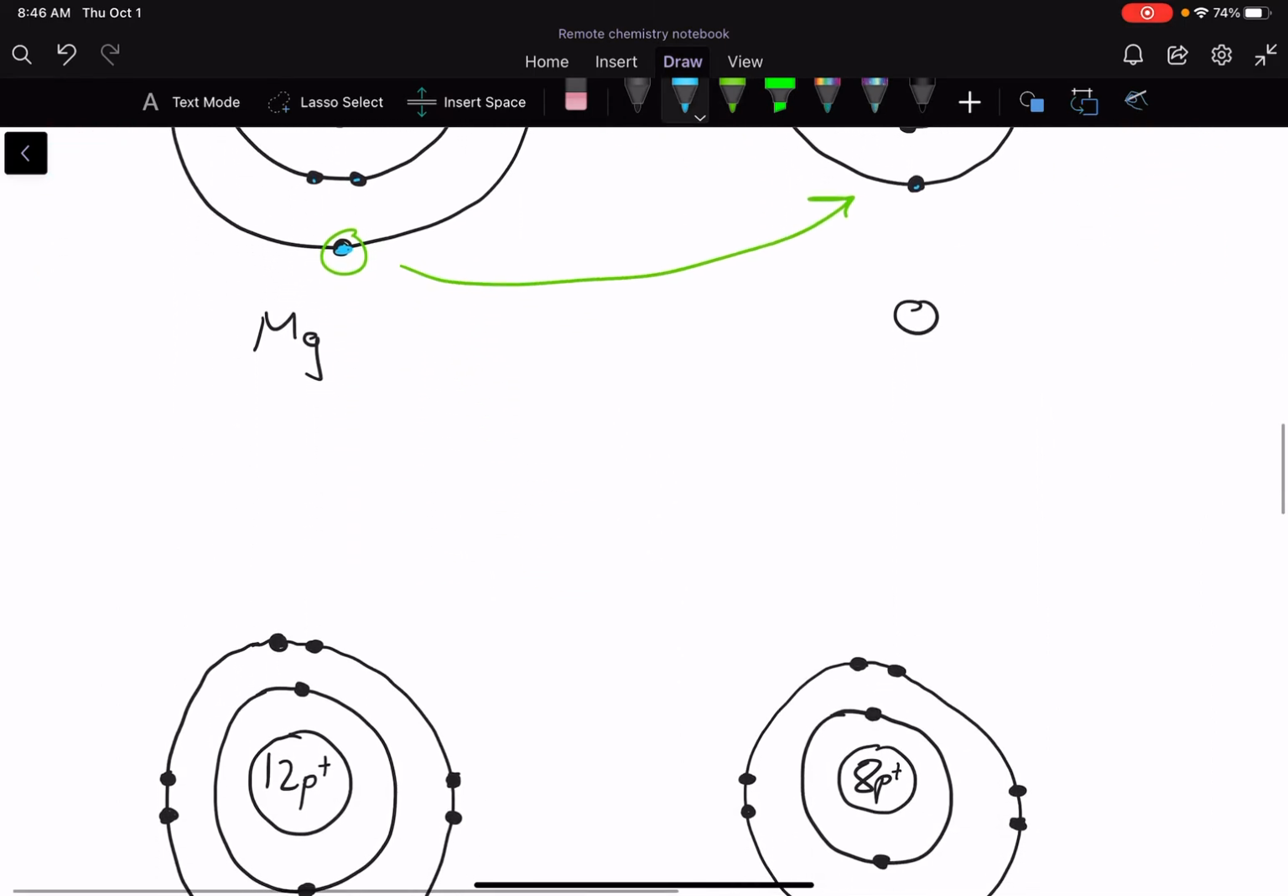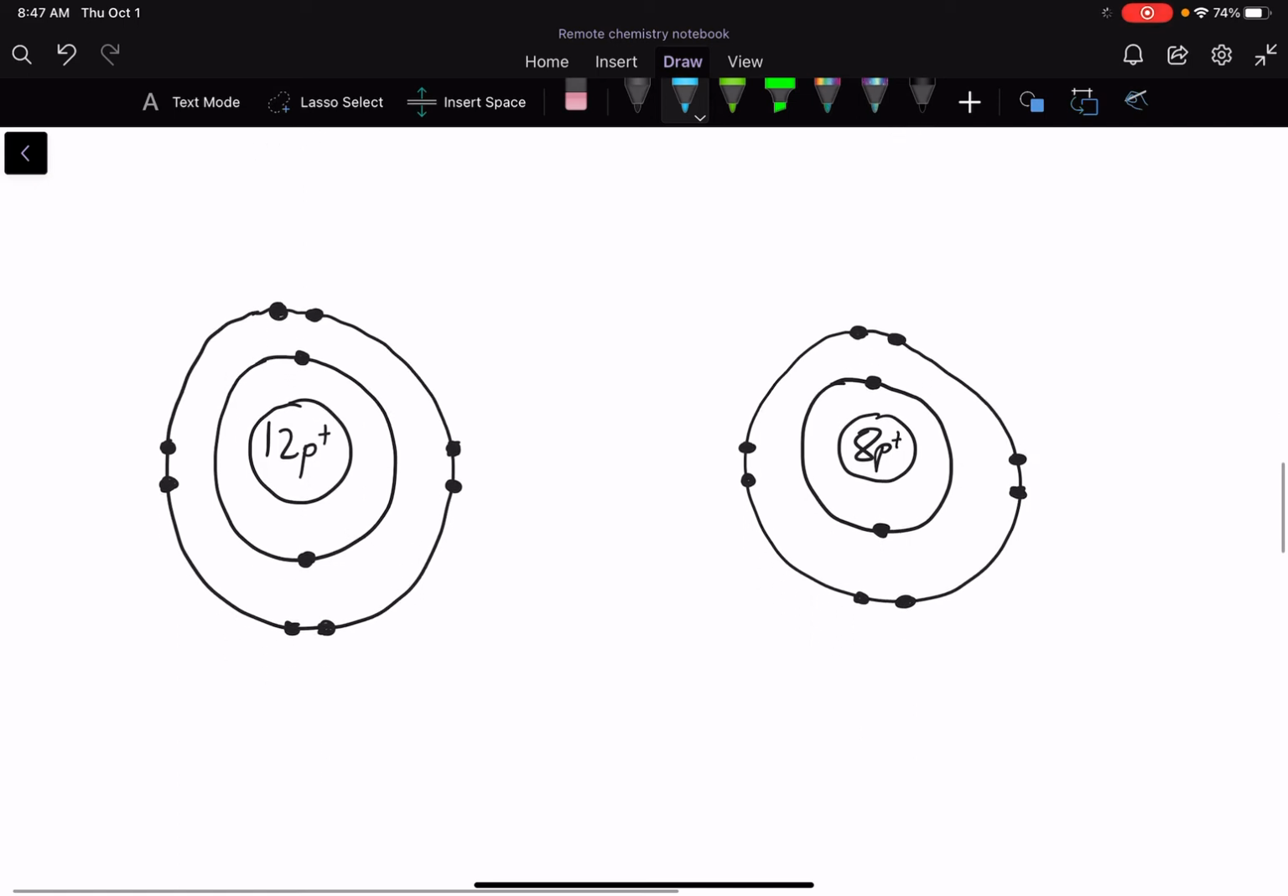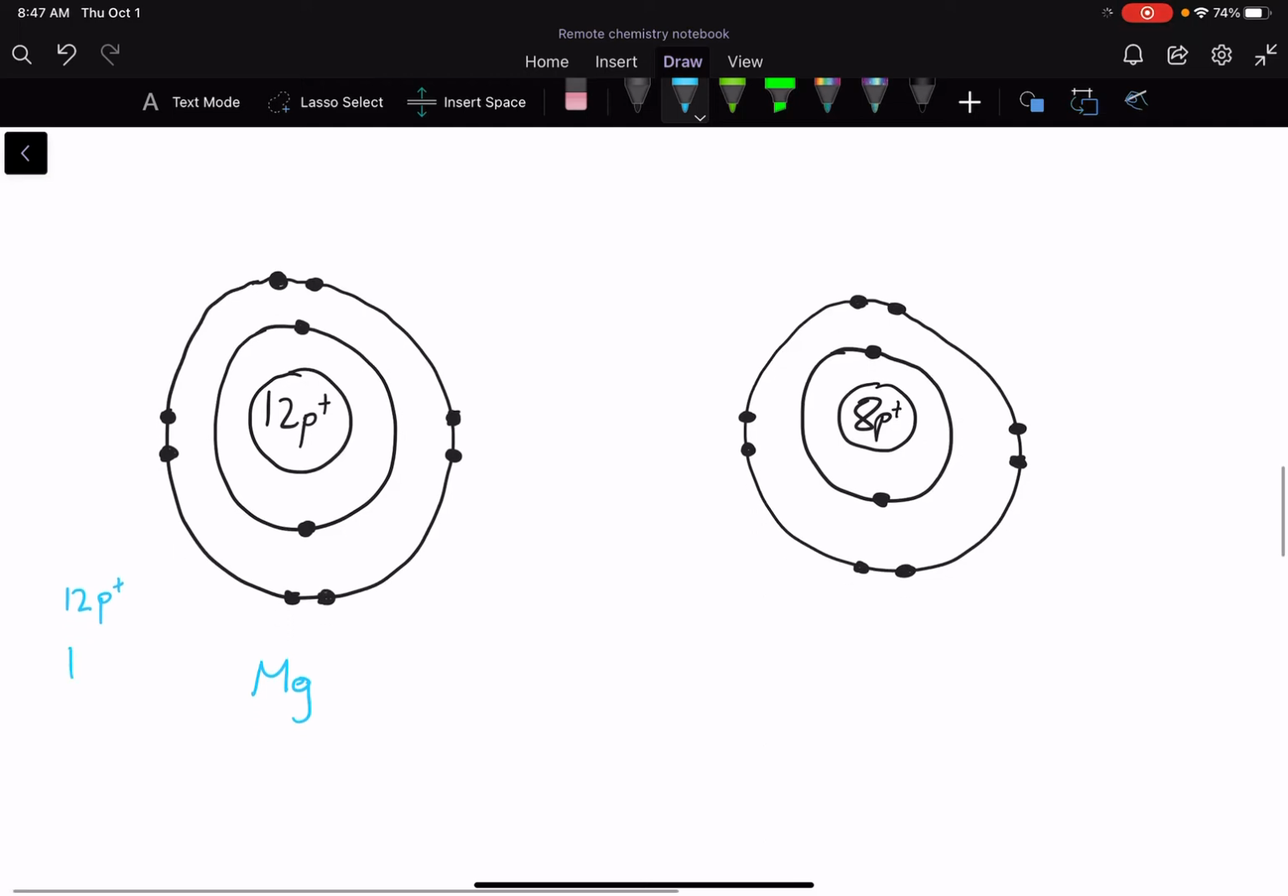And so if we look at what happens next, here we have our magnesium, and it lost 2 electrons. So it has 12 protons. And if we count all of the electrons in this Bohr diagram, you would get 10. So we have 2 more protons than electrons, so that means the magnesium now has a +2 charge.